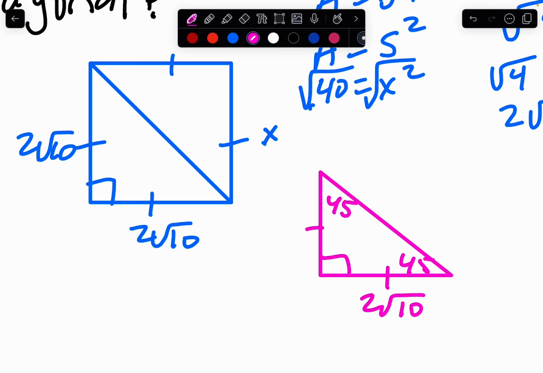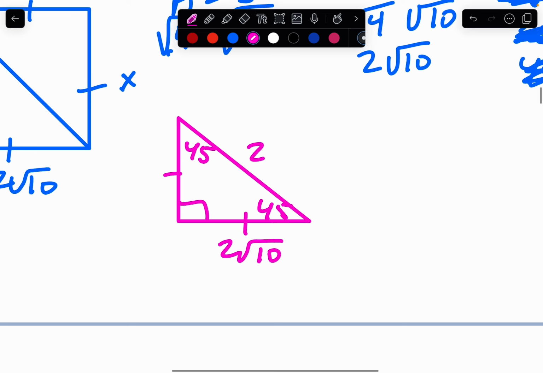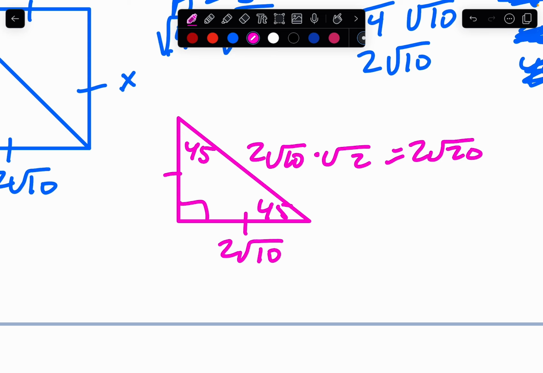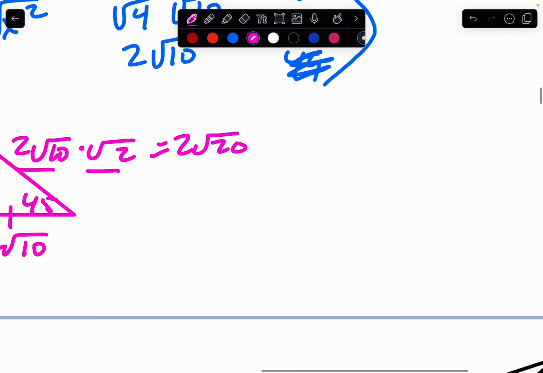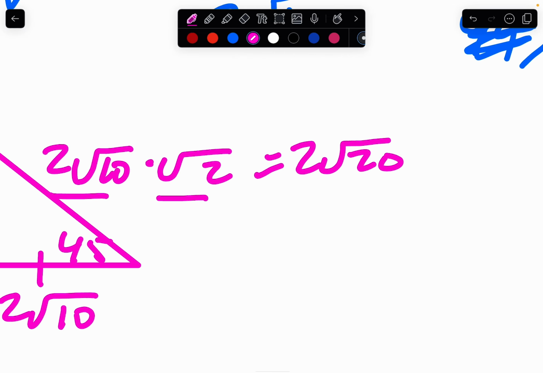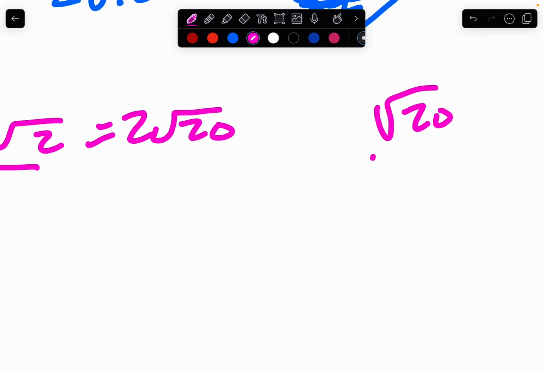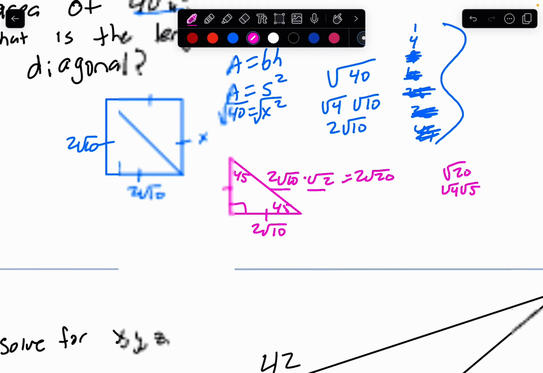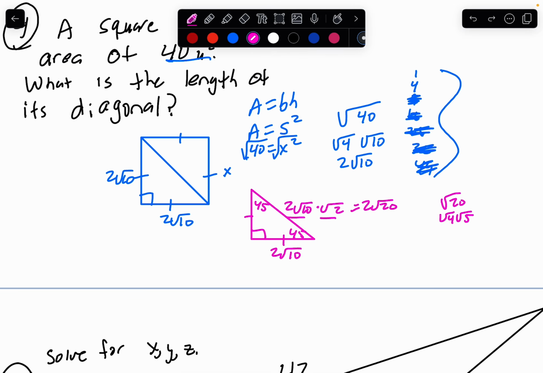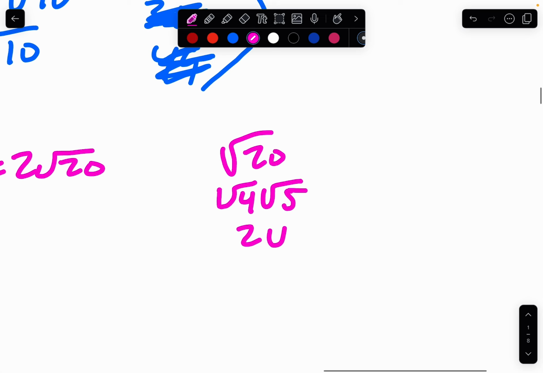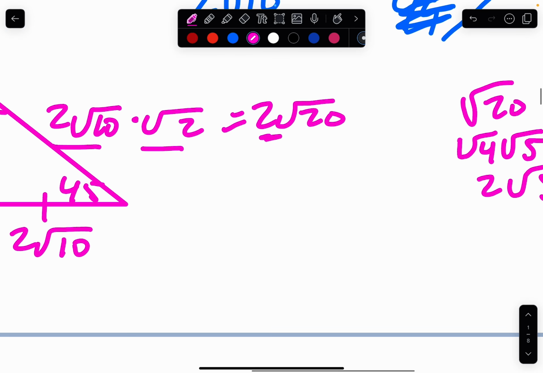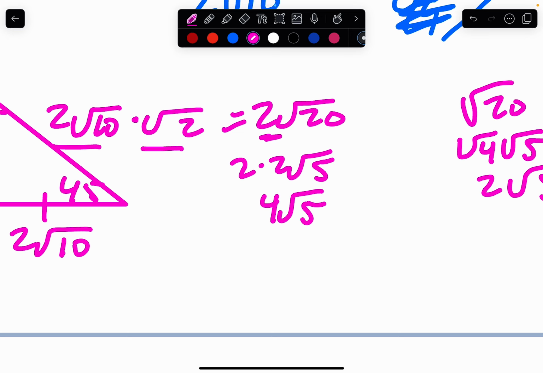So if this is 2 root 10, the hypotenuse is going to be 2 root 10 times root 2, which is 2 root 20. The rule is the hypotenuse equals the leg times root 2. Well, what is the square root of 20? There's a couple ways you could do this, but you could do what we just did. Take the square root of 20 and break it down. That would be the square root of 4 times the square root of 5. I'm going through this list in my head and figuring out what goes into 20. 4 times 5, that would be 2 root 5. But there was already a 2 in front, so it's 2 times 2 root 5, which is 4 root 5.